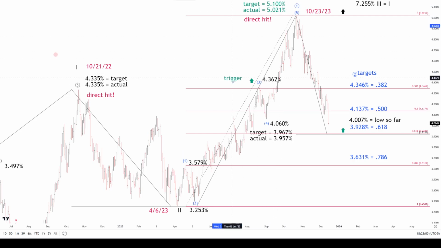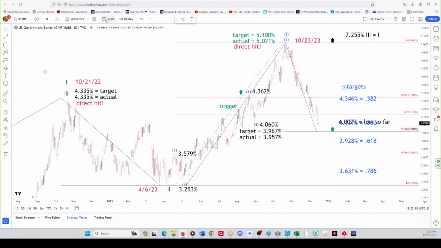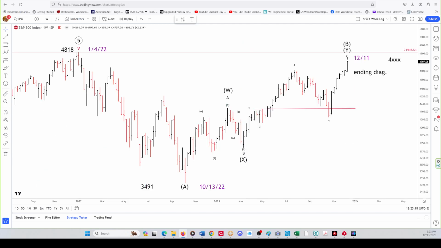5.021%. Okay, that was the trigger we had there. That was the target, and that was the hit. Trigger's way back here, but we had a target and an actual hit right on. And this one was within a couple hundredths of a point. It's all about triggers and targets. We'll get into that a little bit later in the S&P, or the E-minis anyway.